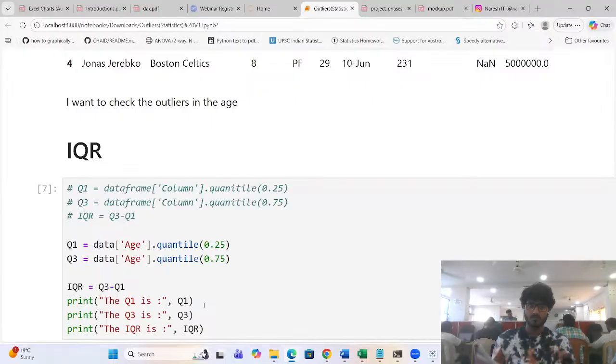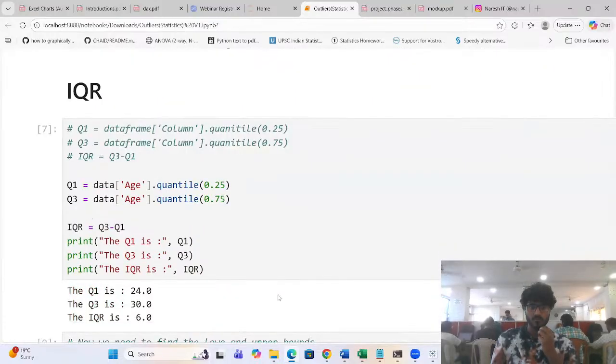Then what about the deciles? A decile is a value which is used to divide the data into 10 equal parts: D1, D2, D3, D4, D5, and up to D10. Okay, so this is about the measures of dispersion actually. So I just wanted to show you one more technique called Z-score, and how the Z-score will help you to identify the outliers.